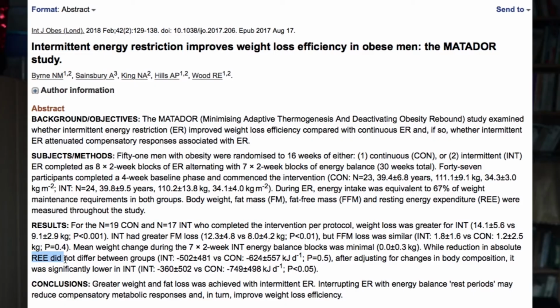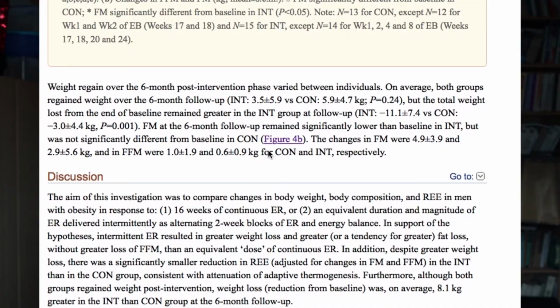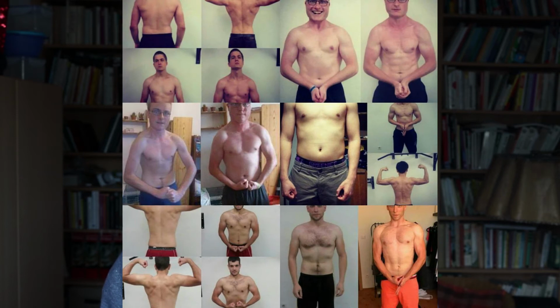Additionally, the loss of resting energy expenditure was lower by 50% in the second group than in the first group. And what is the most important when it comes to sustainability of results, both groups regained weight post-intervention during the 6-month follow-up. Weight loss reduction from baseline was on average 8.1 kg greater in the second group than in the first group. So yes, of course, if you wanna get shredded as soon as possible, there is no need to care about long-term results. I actually have some successful body transformations of my clients whose stories I'm gonna show you here on this channel.